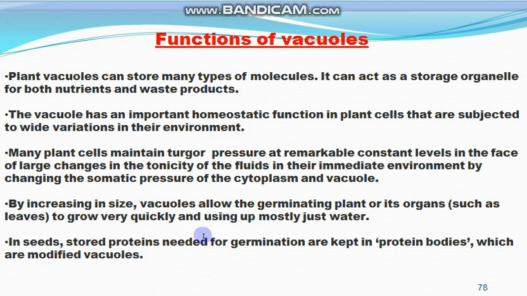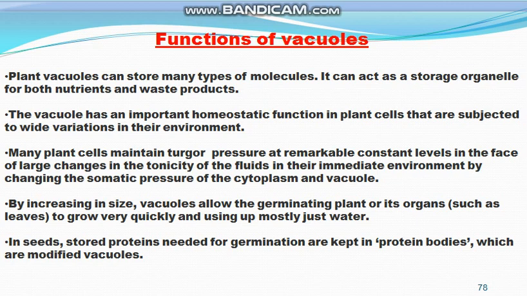So in seeds, stored proteins needed for germination are kept in protein bodies, which are modified vacuoles. So in seeds there are stored proteins, and these stored proteins are kept in protein bodies. And what are basically these protein bodies? These are the modified vacuoles. So these are the functions of the vacuoles, and this is all about the structure and the function of the vacuoles.